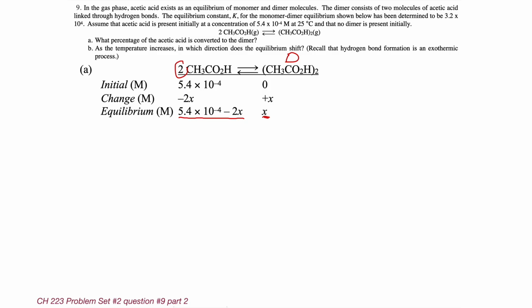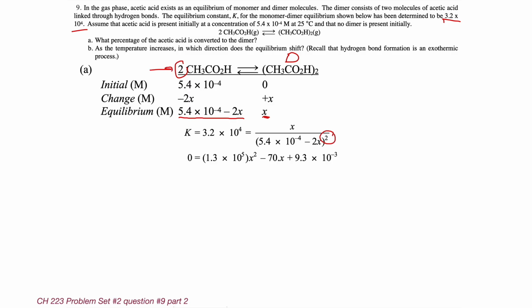And if you remember from before, the K value was given, 3.2 times 10 to the 4th. So you can use the equilibrium, the E part of the ice table, and set them equal to K. K is 3.2 times 10 to the 4th. Products, X, in the bottom, 5.4 times 10 to the minus 4 minus 2X squared. So remember that these numbers right here, you raise them to the powers. Now, the good news is that if you look at this equation, you've got just X, one equation, one unknown. We can totally solve it, but it's going to take some math.